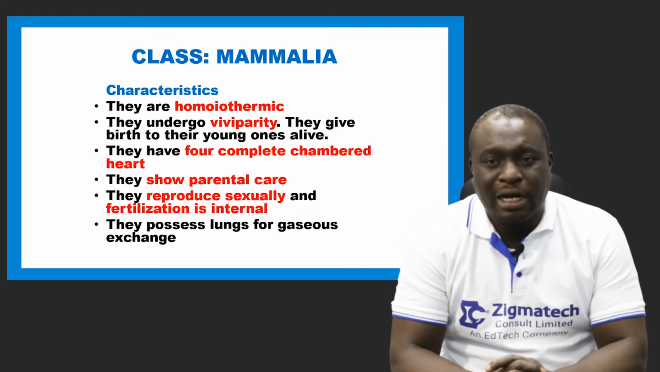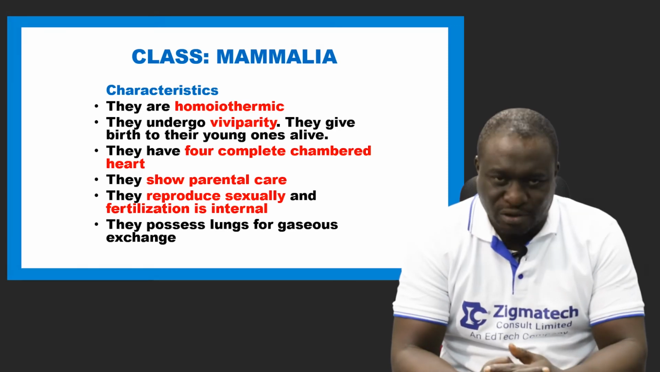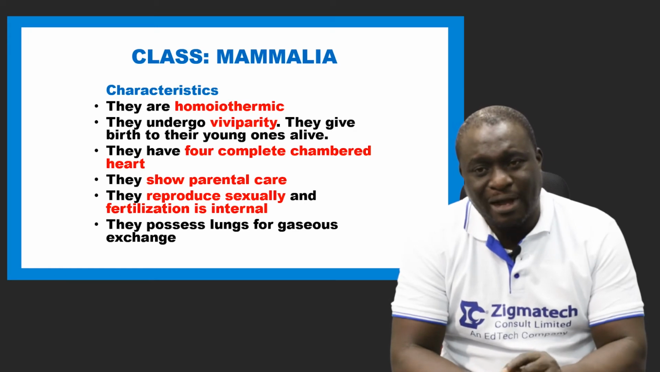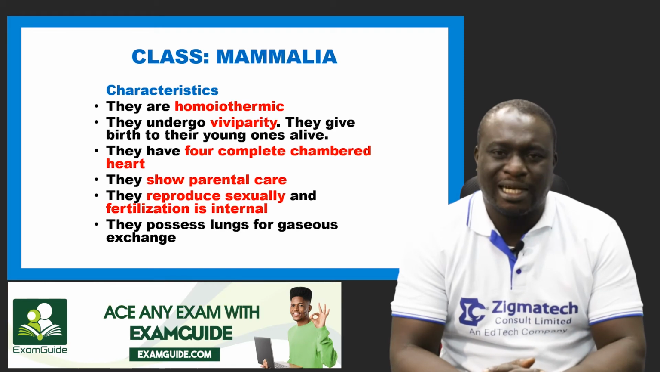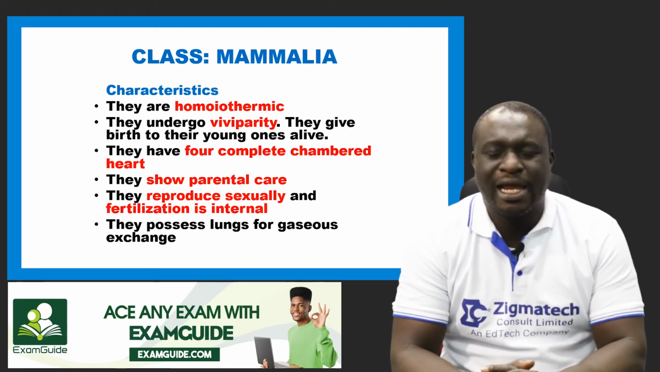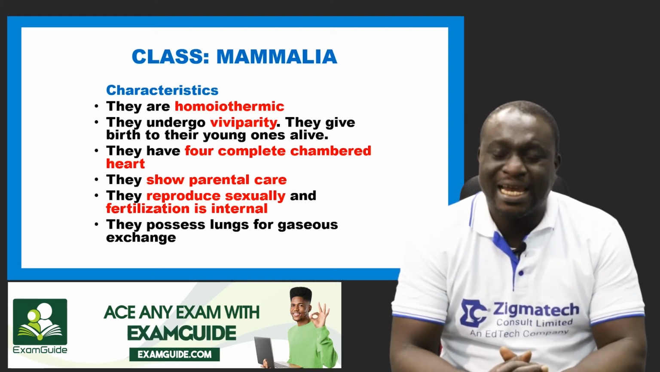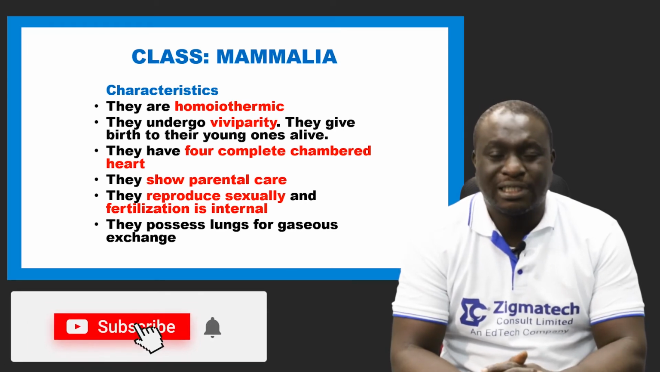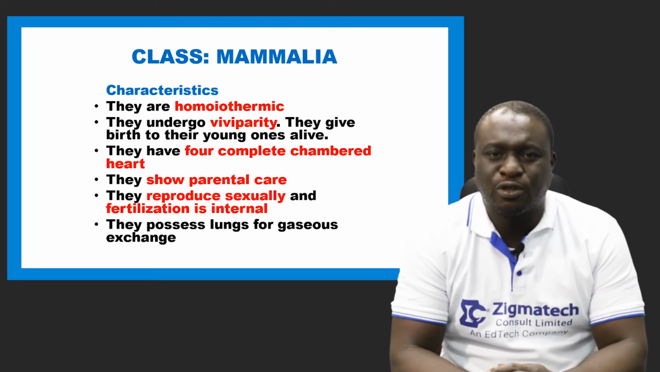And then the next characteristic is that mammals show parental care. Of course, mammals do show parental care. And number five is that mammals reproduce sexually, and fertilization is also done internally. Fertilization in mammals, please take note, is internal. All right? And then lastly, they possess lungs for gaseous exchange. Mammals possess lungs for gaseous exchange.